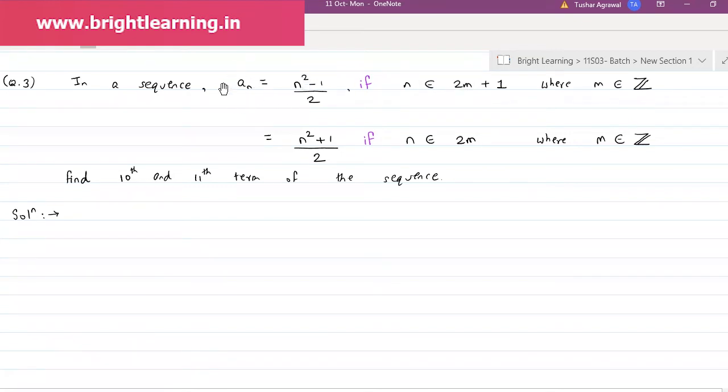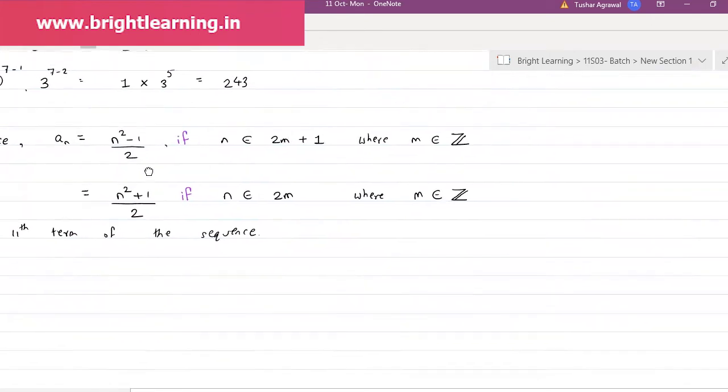And the term that you are looking for, the nth term, let's say the 100th position, the position that you are looking for, that is the value of n. If that position n can be expressed in the form 2 times some integer, then use the second formula.